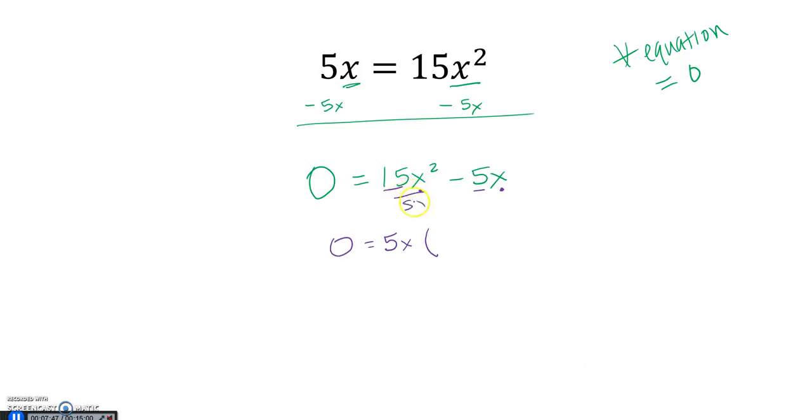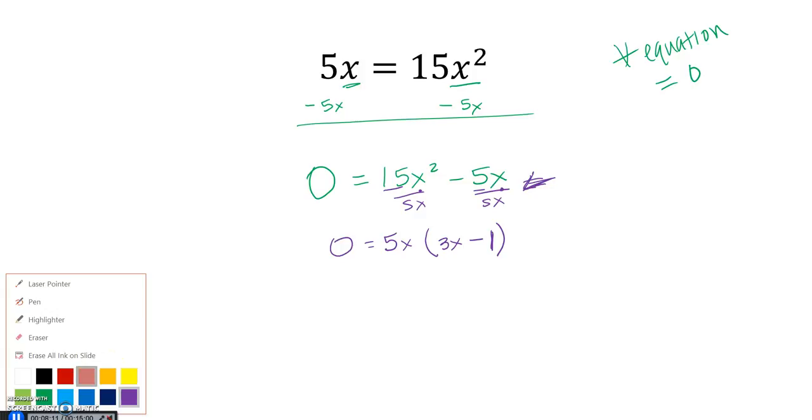Technically, when I factor out a greatest common factor, I'm dividing by the greatest common factor. So if I take 15x squared and divide by 5x, I end up with 3x. And then I still have subtraction, and 5x divided by 5x is 1. It's very common not to show this step, but for example's purposes, I chose to.